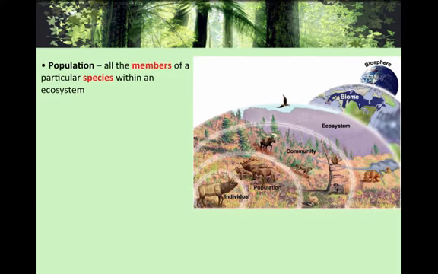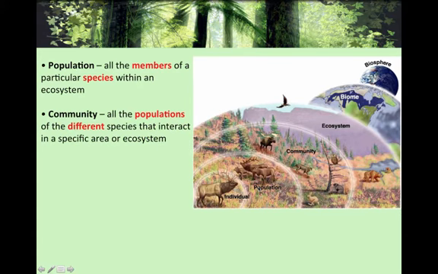Now, continuing on, if we're looking at a population that we would find, a population are all the members of a particular species that we would find within that ecosystem. And a community are all the populations of different species that interact within a specific ecosystem.